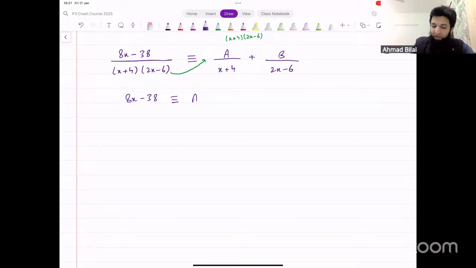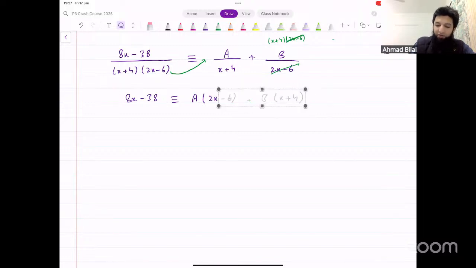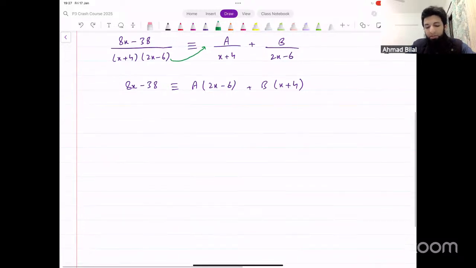So on the right side, we have a into 2x minus 6. Similarly, when this is multiplied with the second fraction, 2x minus 6 and 2x minus 6 will get cancelled, and we would be left with x plus 4 there. So we have b into x plus 4. So we have gotten rid of those fractions now. Okay. Now we've gotten this one. Remember, it's an identity, which means we can input any value of x here, and the left-hand side and the right-hand side should always be equal to each other.